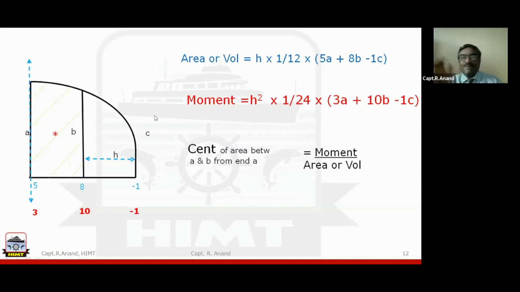Exactly. Okay, thank you. This formula is just to find moments between two ordinates from the end where 3 starts. Because moment, remember, we have to define an axis. So whichever end 3 starts, you will get the moment of that shape or that area from that axis. Yes, sir. So that is why where this 3 starts is very important. So centroid of area between A and B from end A will be moment by area or volume, as the case may be. With that we can get the centroid.